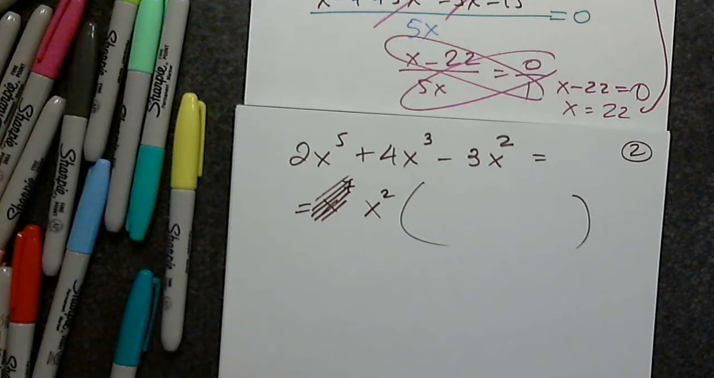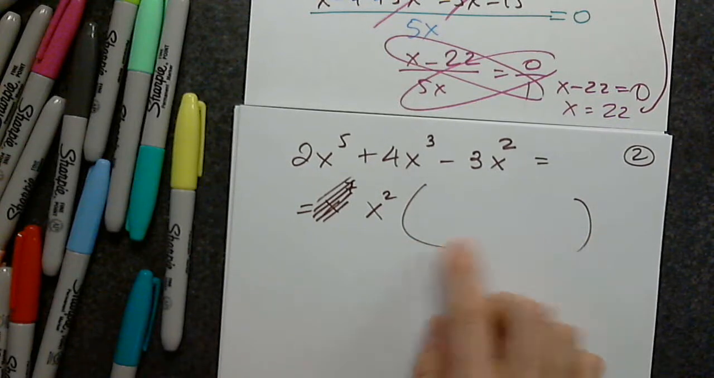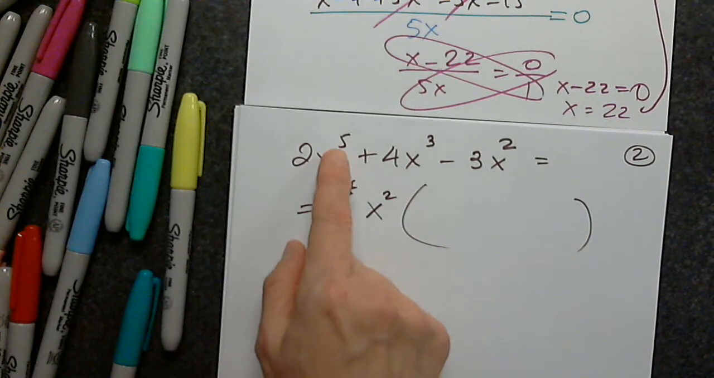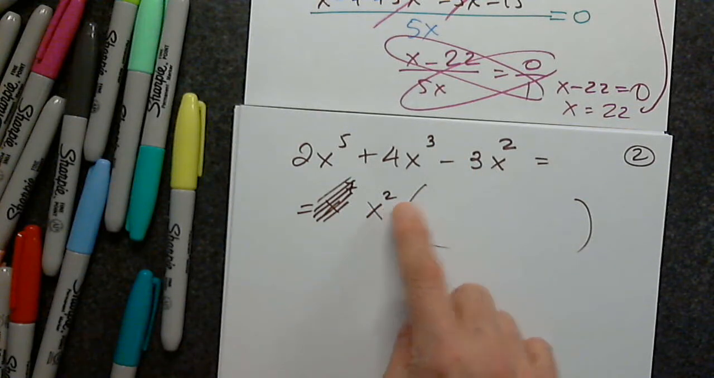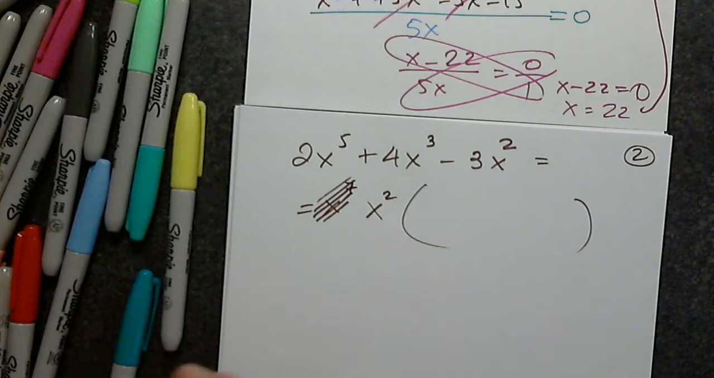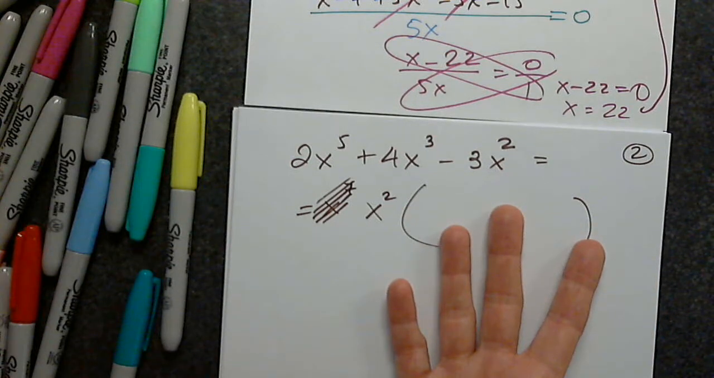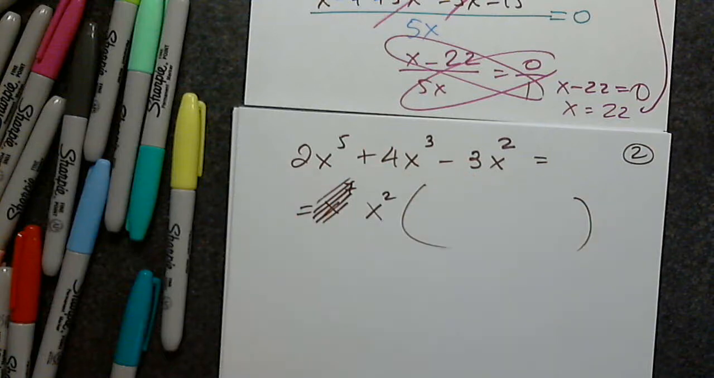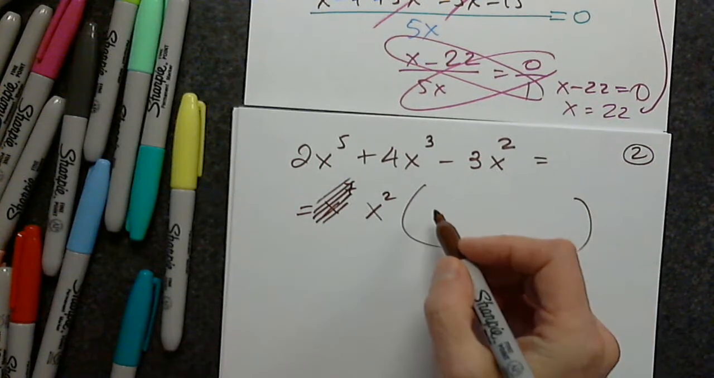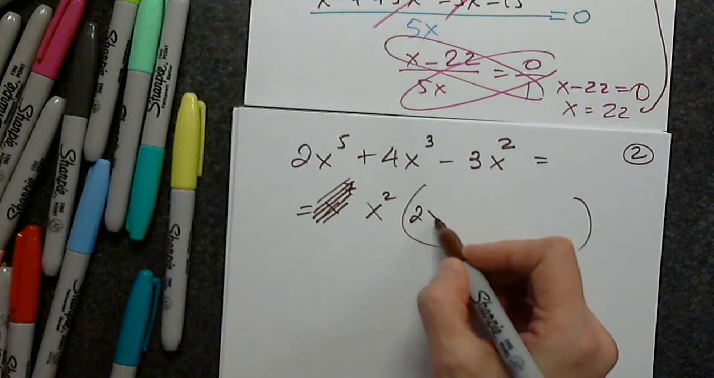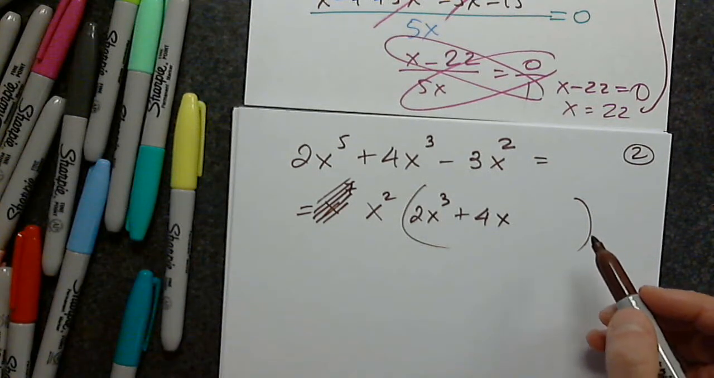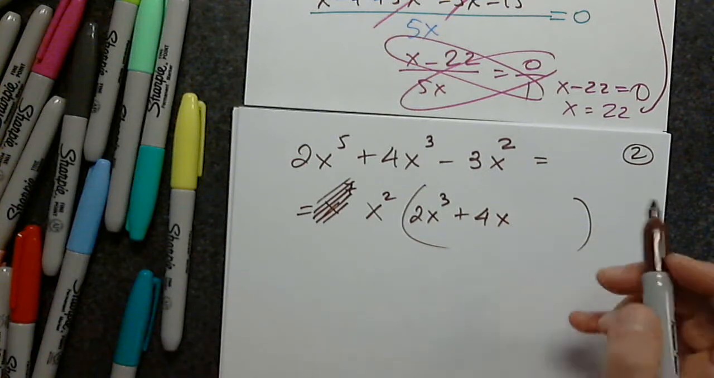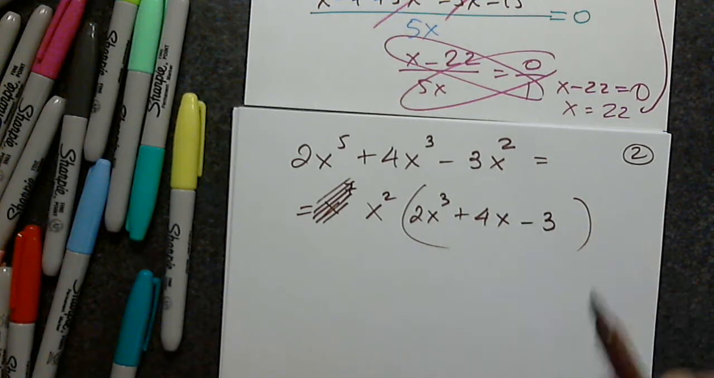So since X squared is the common factor, how will I get the answer for those 3 terms inside? From 5, I will subtract 2. From 3, I will subtract 2. From 2, I will subtract 2. So how many terms will I have to write? Absolutely 3. So what will you write as the first term? 2x to the 3rd, plus 4x to the 4th. Careful, because 3 plus 1, right? And then minus 3.